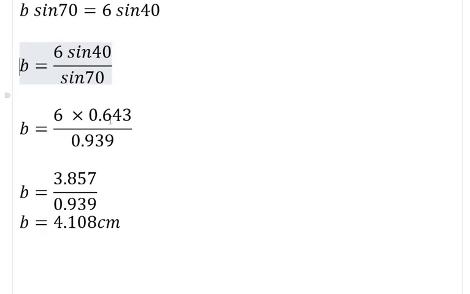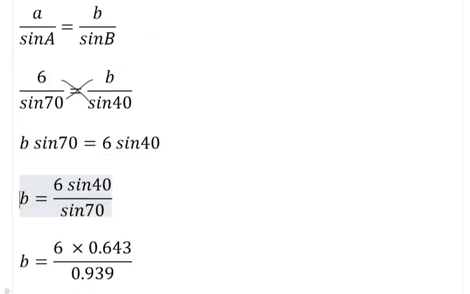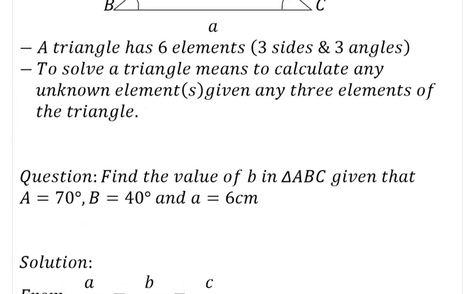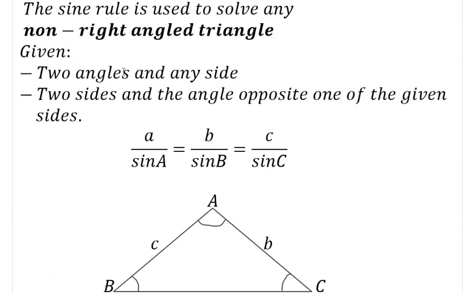Now sine 40 is 0.643. You can punch your calculator. Sine 70 is 0.939. So when you multiply 6 and 0.643, you will get 3.857, divided by 0.939. So your b will now be 4.108 centimeters. Awesome. So if you are solving any problem that involves a triangle in mathematics and you are given two angles and any side, you can use your sine rule.